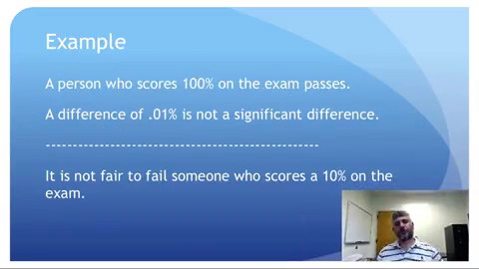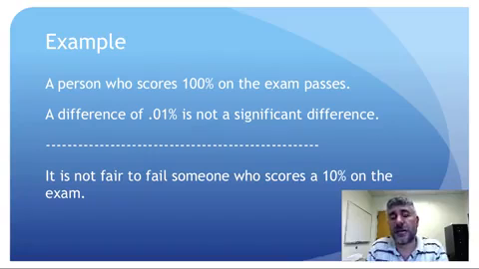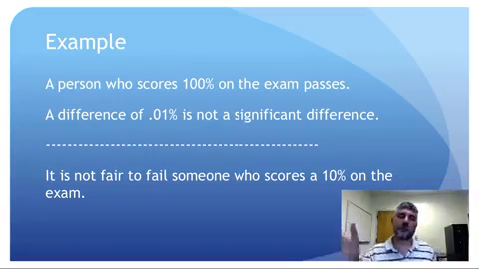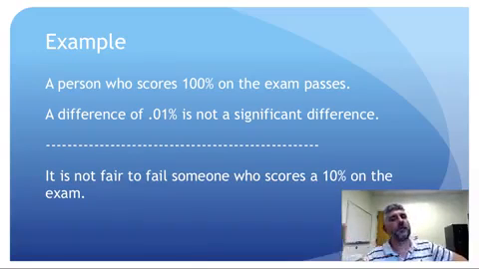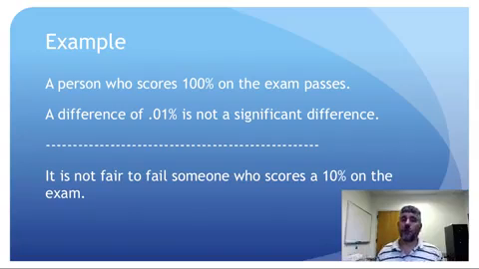Here's one example. So, suppose I argue as follows. Premise 1, a person who scores 100% on the exam passes. Right? If any score passes, 100% must pass. So, let's suppose a person who scores 100% on the exam passes. Well, a difference of 0.01% is not a significant difference. Therefore, the argument concludes, it's not fair to fail someone who scores a 10% on the exam. In fact, it's not fair to fail someone who scores a 0% on the exam.